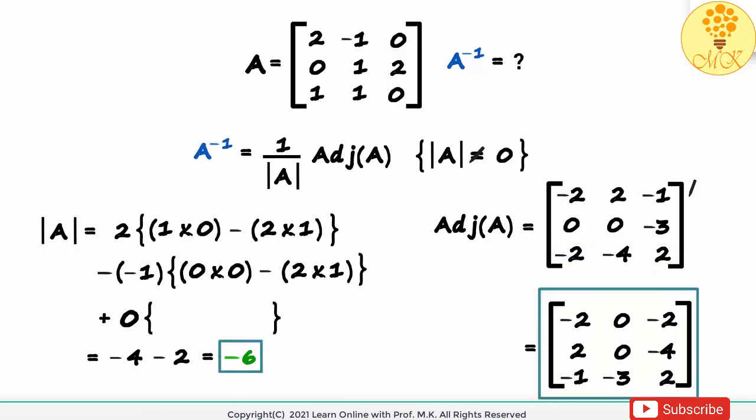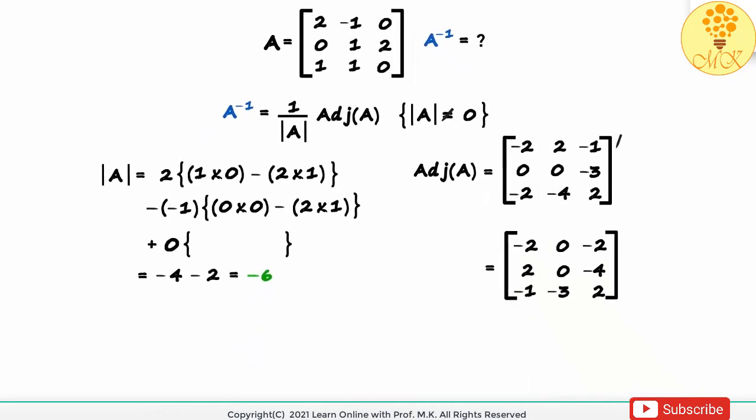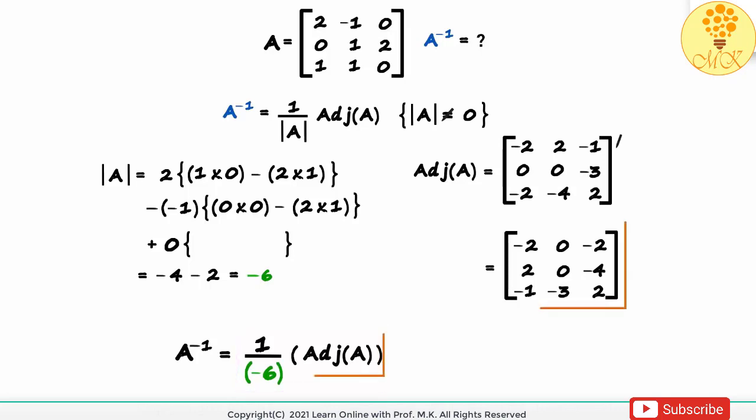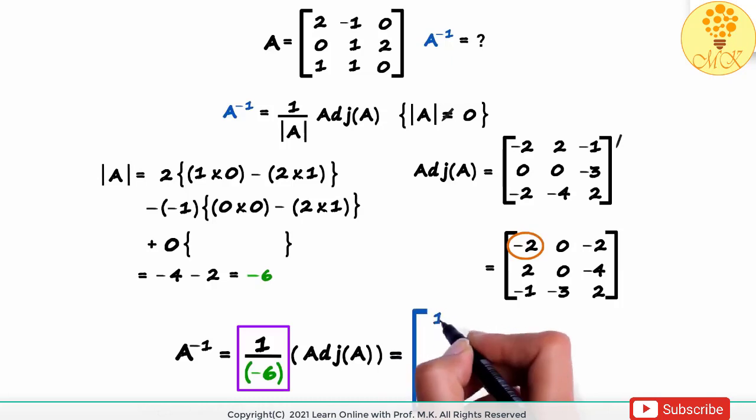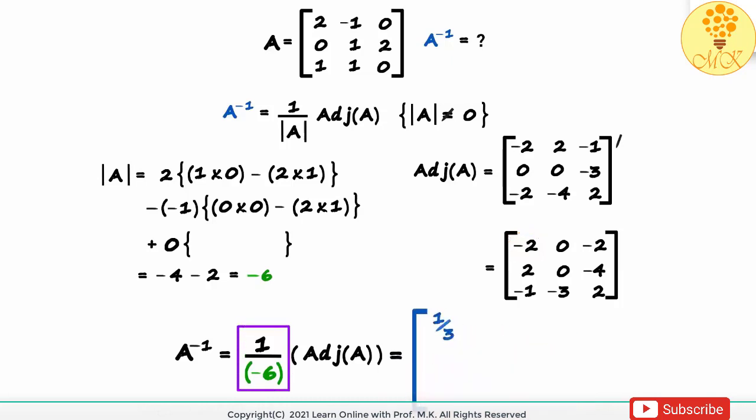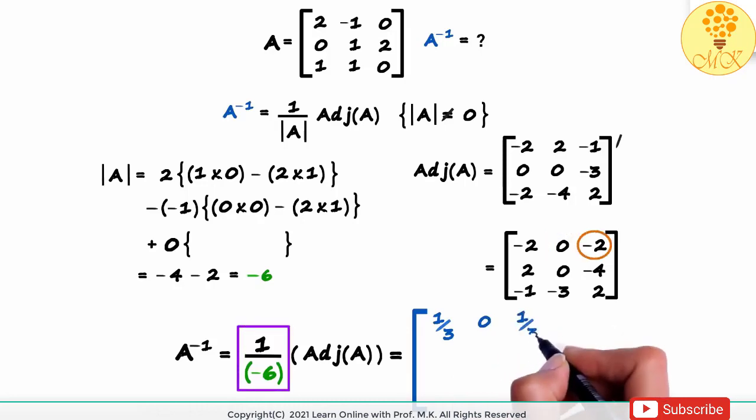And because we have both, we can find A inverse now. Let's write it here. 1 over determinant of A will be 1 over -6. We multiply this with the adjoint of A. What will this be equal to? This is the adjoint. To get this, we multiply this scalar with each element of the adjoint. 1 over -6 times -2 will equal 1 over 3. 1 over -6 times 0 will equal 0. 1 over -6 times -2 will equal 1 over 3 again.